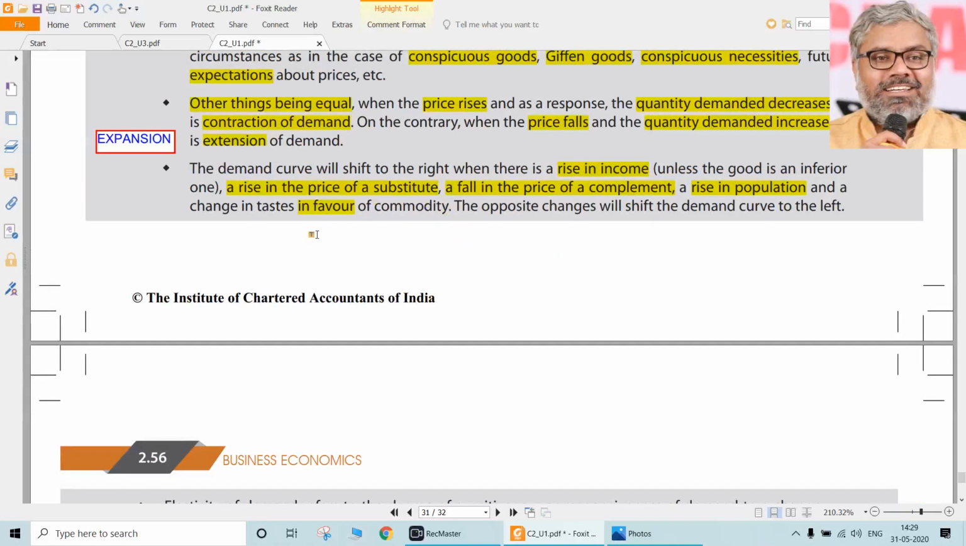Same way, the demand curve will shift leftwards if the opposite happens. What are the opposites? For example, a fall in the income, the demand curve moves leftwards. A fall in the price of the substitute, the demand curve moves leftwards. A rise in the price of the complement, then also the demand curve shifts leftwards. Population decreases, the changes in the tastes are not in favor of the commodity, they are against the commodity. All these things will happen. The opposite things will happen when the demand curve is moving leftwards. That is called a shift in the demand curve.